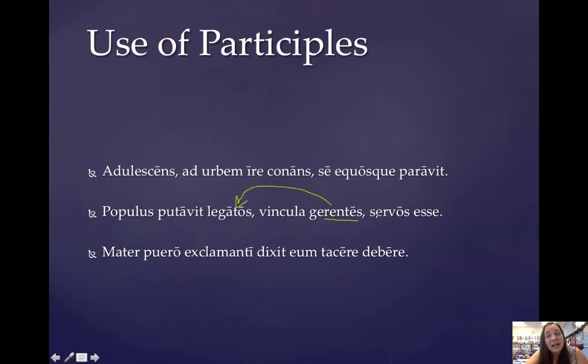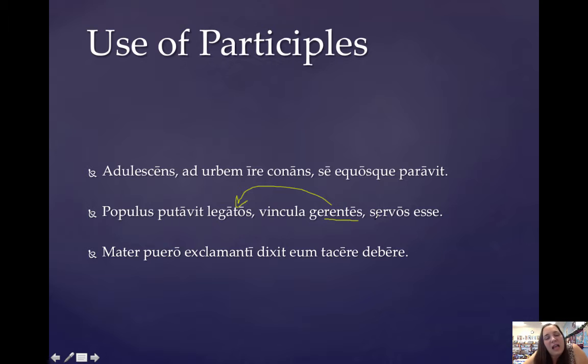Okay? And again, I think this one sounds just as good as a causal. The people thought that the ambassadors, because they carried chains, were slaves. I think we could also translate this as a temporal. The people thought that the ambassadors, when they carried the chains, were slaves. So it really does come down to a judgment call on the part of the translator.